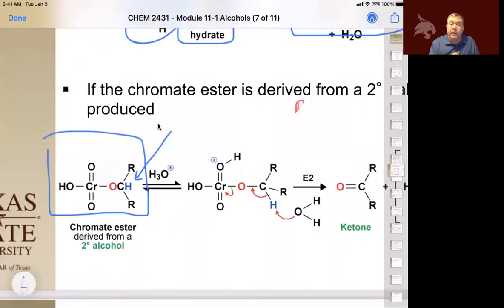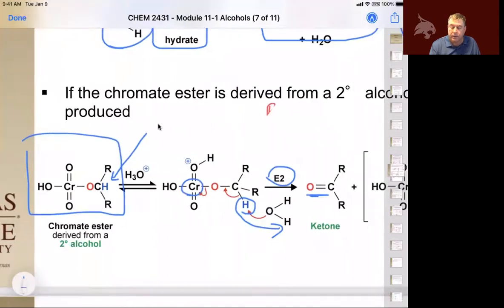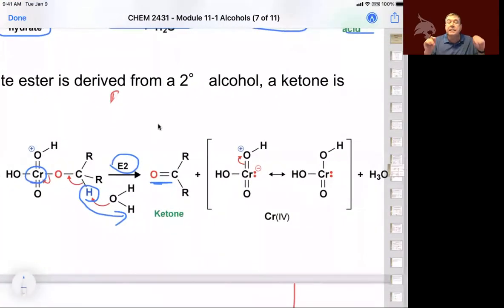We have one hydrogen that can be pulled off by our base in our E2 mechanism to generate our carbonyl compound plus our chromium center, okay? So that means that secondary alcohols are oxidized down to ketones, and the reaction stops, even in the presence of water, okay?